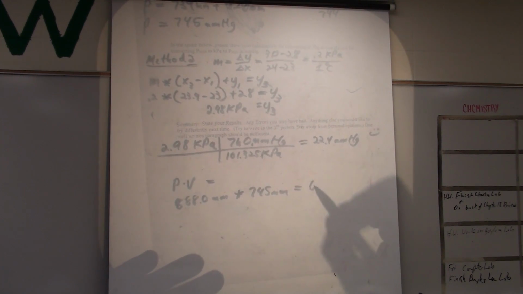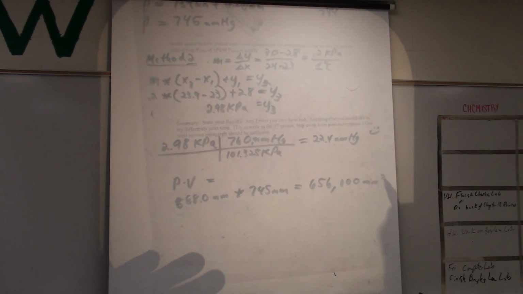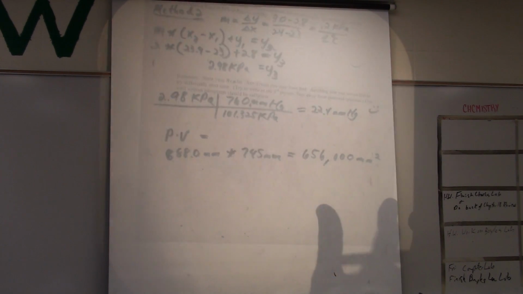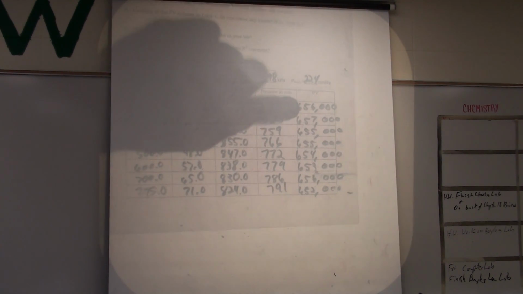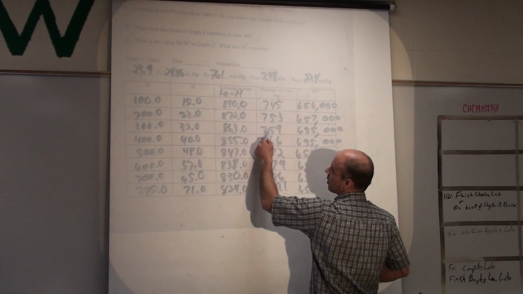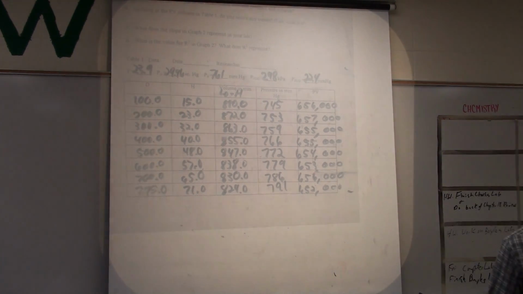That comes out to be, with sig figs, 656,000 millimeters squared. So that's how I come up with this last column. All you're doing is multiplying these two together. Now, it's a big number.